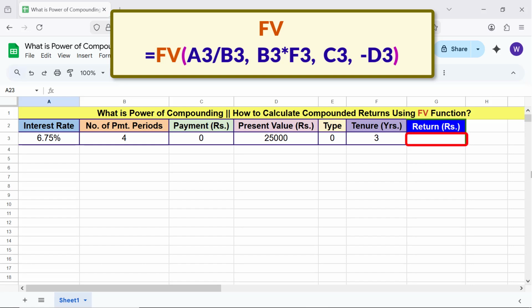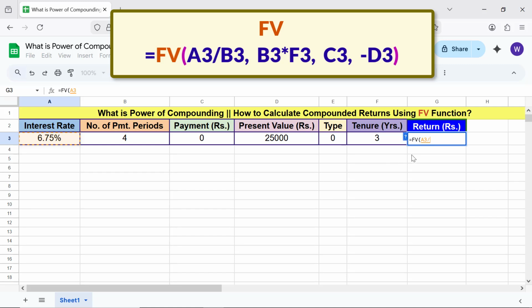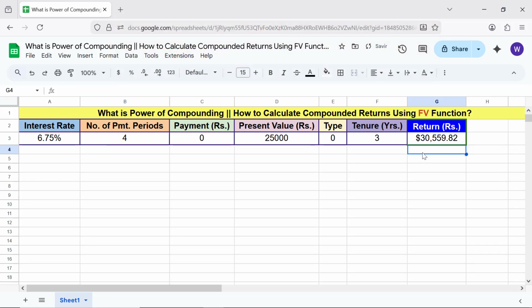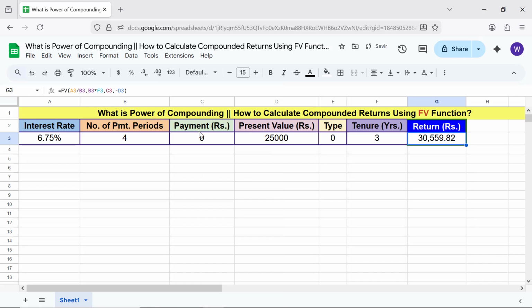Let me type the formula. Let me remove the dollar symbol. There you go. This is the future value, with the power of compounding.